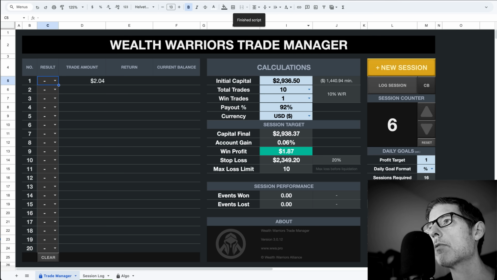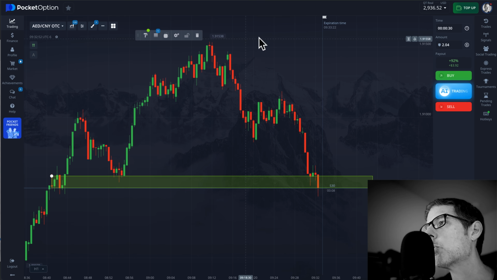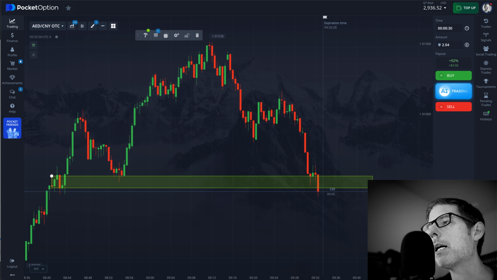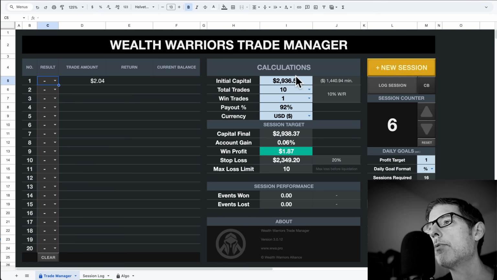Amazing. 2936.50. And we have 2936.52 inside of Pocket. Okay, it's off by a couple pennies. Pocket Option, the trade manager will adjust itself to try to match the balance that you have inside of Pocket Option as close as possible.